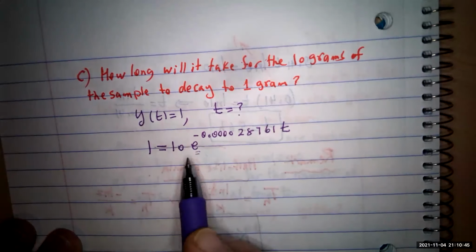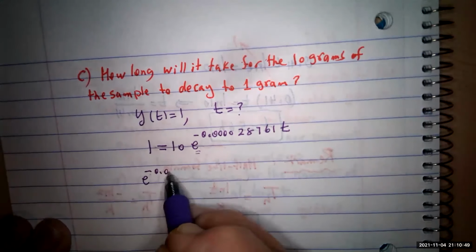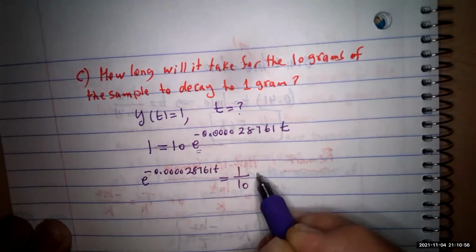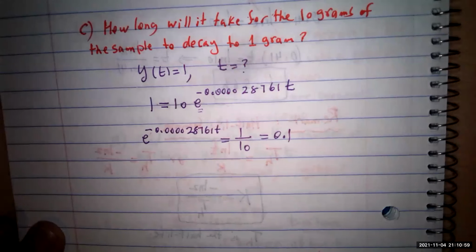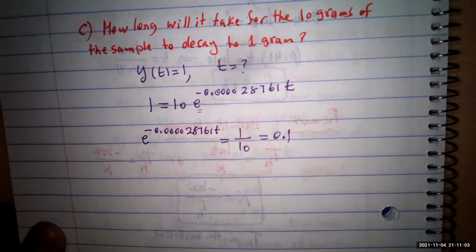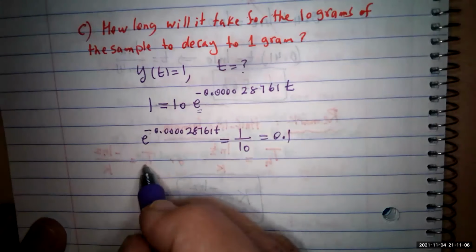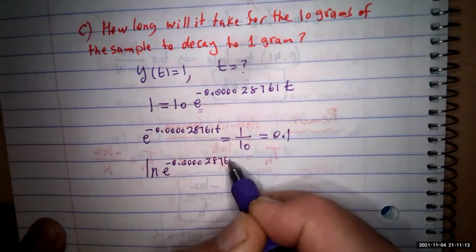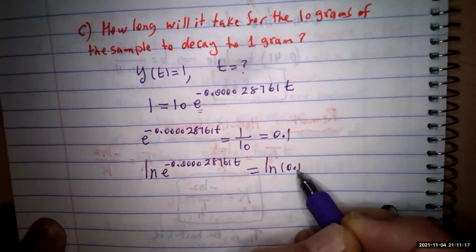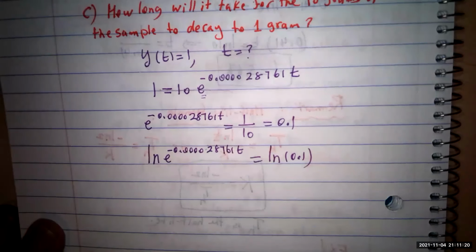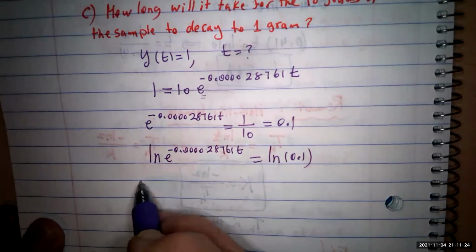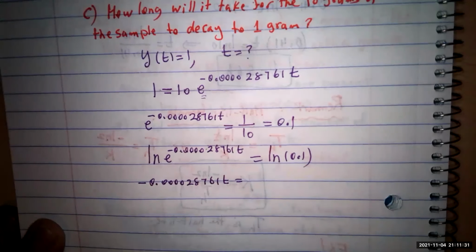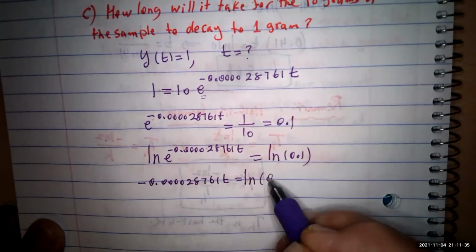So we solve for the exponential part first, divide by 10: e to the negative 0.000286761 t is going to be equal to 1/10. You can write down the 0.1 if you like. We take the ln of both sides to bring that t down. So it's ln of e to the power, and this would be ln of 0.1. Remember, bring the power down, and the leftover is going to be 1. So it's going to be negative 0.1234286761 t, which is equal to the ln of 0.1.